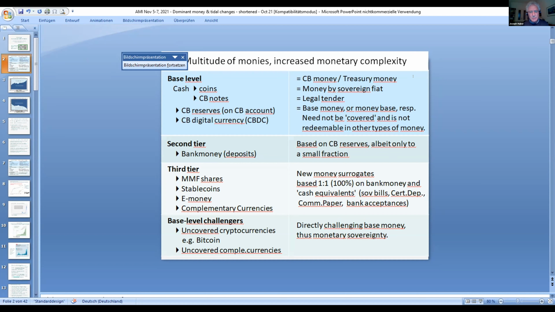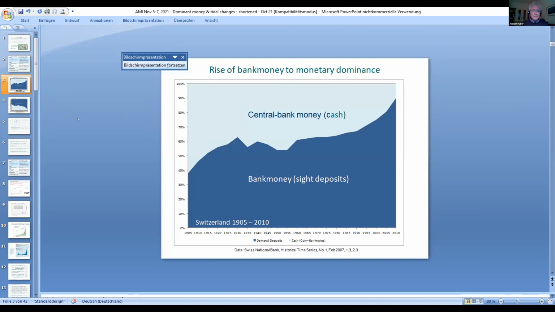The best known is Bitcoin, but also uncovered complementary currencies. If these start to circulate in very large numbers and are used as a quasi-universal means of payment, then they would indeed be direct challenges of the money base and thus direct challenges to monetary sovereignty.